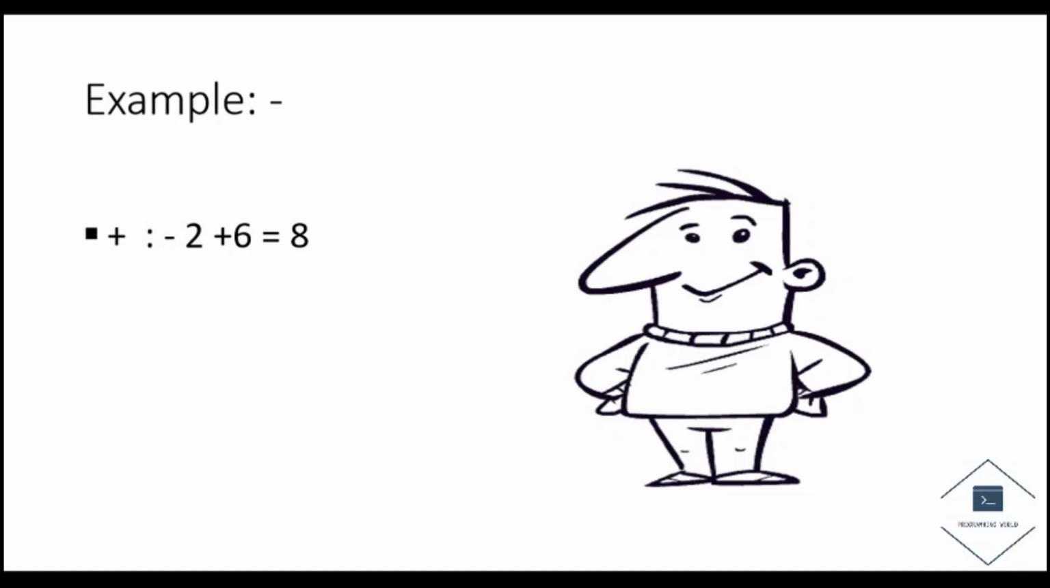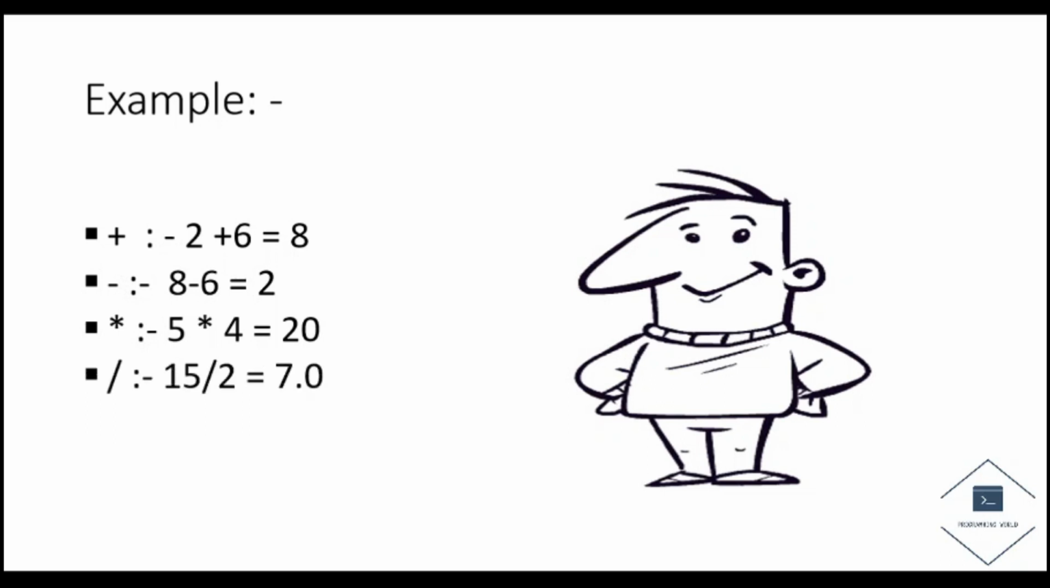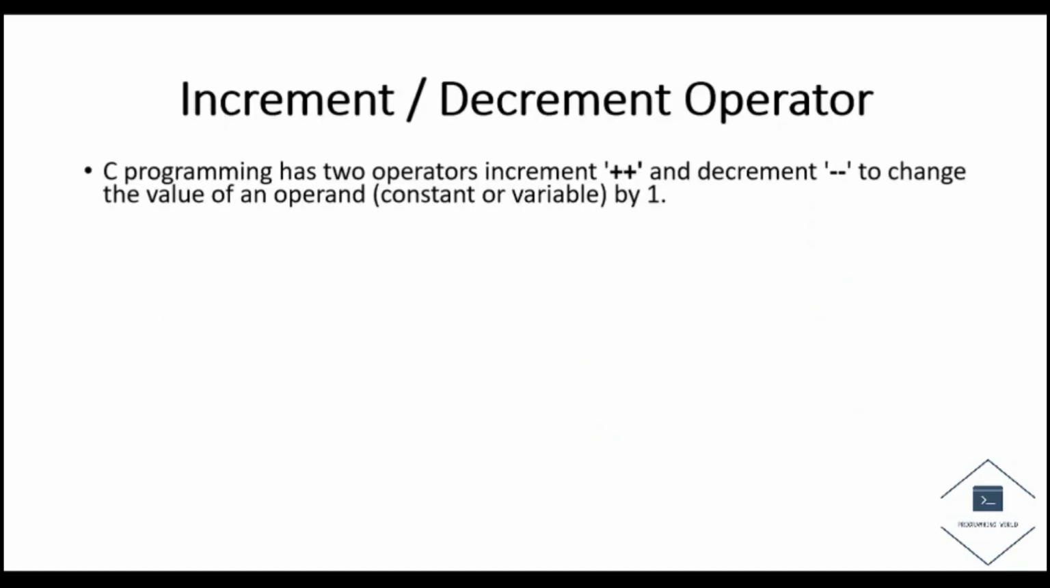First one is plus. 2 plus 6 is equal to 8. In this example, 2 and 6 are operands and plus is the operator. Second one is 8 minus 6. 8 and 6 are operands and minus is the operator. Third one is asterisk or multiplication. 5 and 4 are operands and asterisk or multiplication is the operator. Fourth one is division. 15 and 2 are operands and the division symbol is the operator. Modulo division. 15 and 2 are operands and the modulo division symbol is the operator.